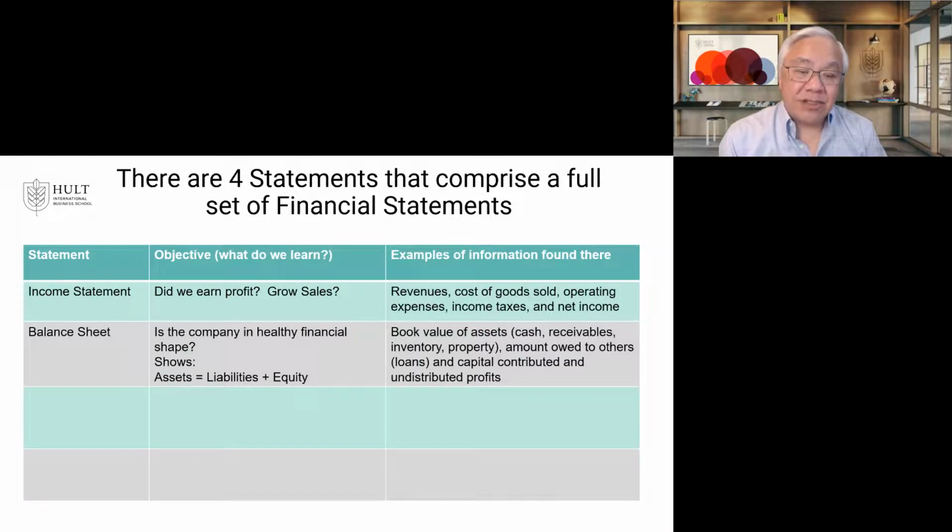Second one is the balance sheet. The objective is, is the company healthy? What are the assets, liabilities, and equity for the company? That's called a balance sheet. Examples of information and line items would be things like the book value of assets, like cash, receivables, inventory, property, or the amounts that we owe to somebody else, like loans to the bank, or the amount of capital that shareholders have invested in the business to provide money for the business to launch and to grow.